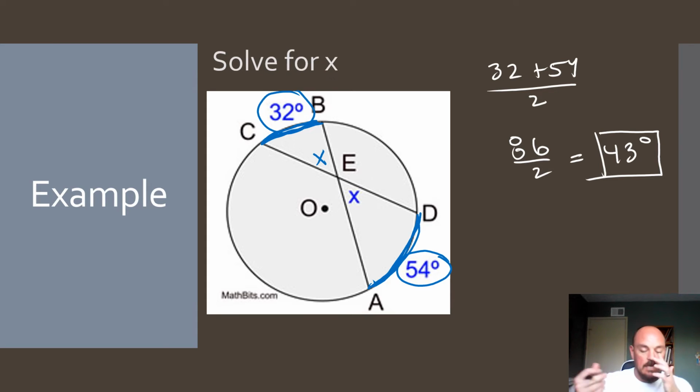And that's going to work every time in a circle. If you have 2 chords crossing in a circle, and you want to figure out what one of the angles is, you have to know both intercepted arcs. You have to know the intercepted arc for the angle you're looking for, and also for its vertical angle pair. But if you do, you just add those 2 up, you divide by 2, you get your answer.